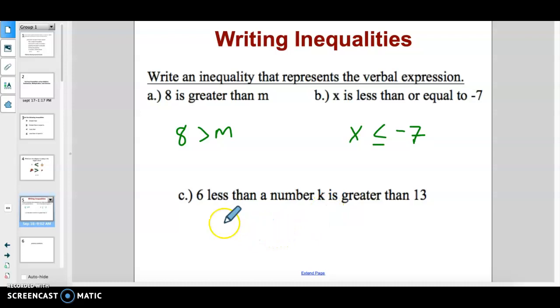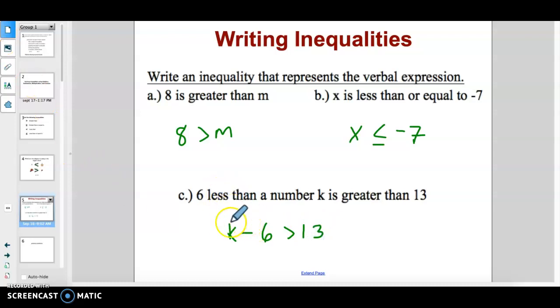And then 6 less than a number k is greater than 13. So this is combining some things we learned at the beginning of the semester. So we've got 6 less than a number k. So that means we've got a k, and then if it's 6 less than that, we're taking away 6 from it, and then all of that is greater than 13.